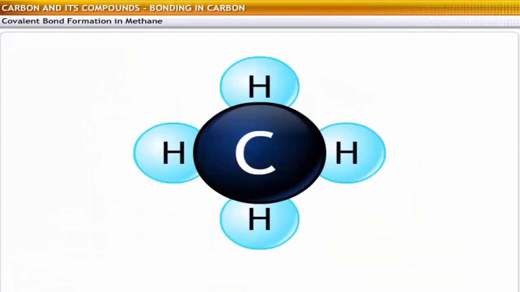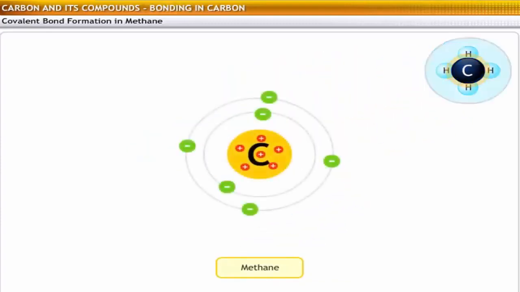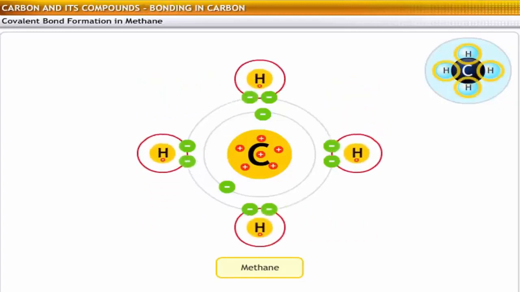Now, let us take a heteroatomic molecule like methane and see the covalent bond formation in it. A carbon atom has 4 valence electrons. During the formation of a methane molecule, 1 electron of a carbon atom pairs with 1 electron of a hydrogen atom to form a bond pair. In this way, 4 bond pairs, which are 4 C-H bonds, are produced. These electron pairs are shared by the carbon and 4 hydrogen atoms.